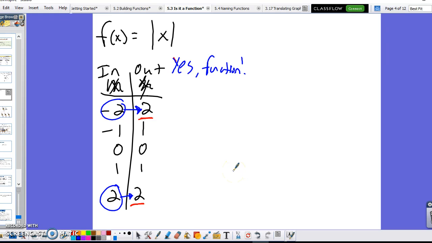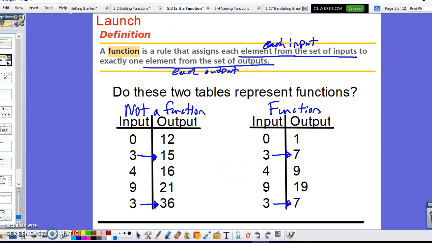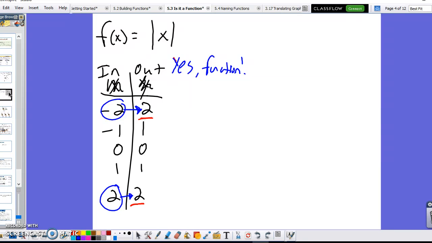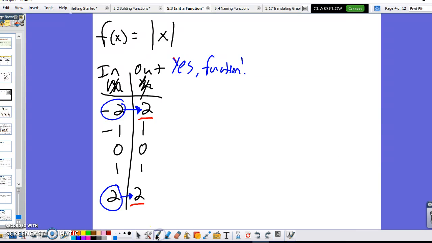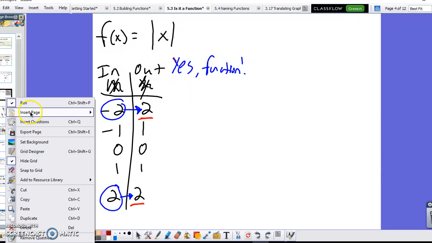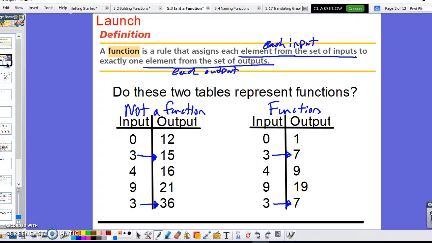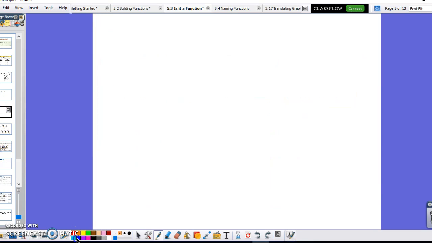Okay, again, it's all about, does each input have exactly one output? Doesn't matter about outputs and how many ways I got there. All right? Let's look at some non-math examples of a function. Okay? So it doesn't always have to be math related, and that's why this definition here says each element, each thing that is an input.